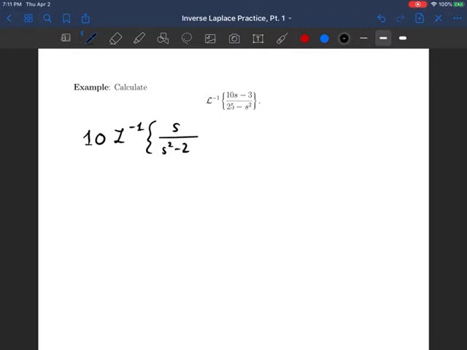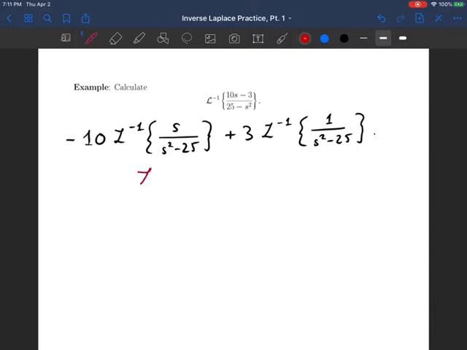We have 10 inverse Laplace transform of s over, and I'm going to reverse the sign here, so I'm going to put s squared minus 25, which means I need a minus sign on the outside. Cancel that out. And then similarly, that's going to make this plus 3 inverse Laplace transform of 1 over s squared minus 25. Okay, so what's going on here?